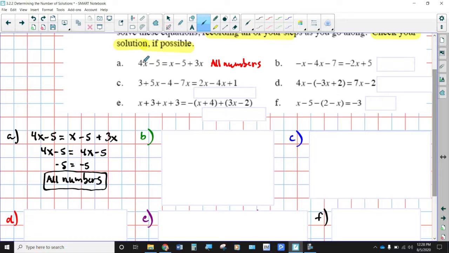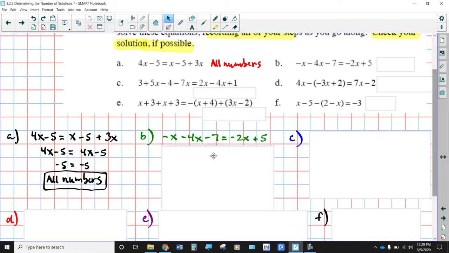Now let's plug in the number 1. 4 times 1 is 4, so this becomes 4 minus 5 is equal to -1, correct? And here you're going to have a 1 there and a 3 there and a -5 here. So you end up with -4 plus 3 is also -1. So here I've checked 2 different solutions and both of them worked, which means I'm correct. All real numbers are solutions to this equation.